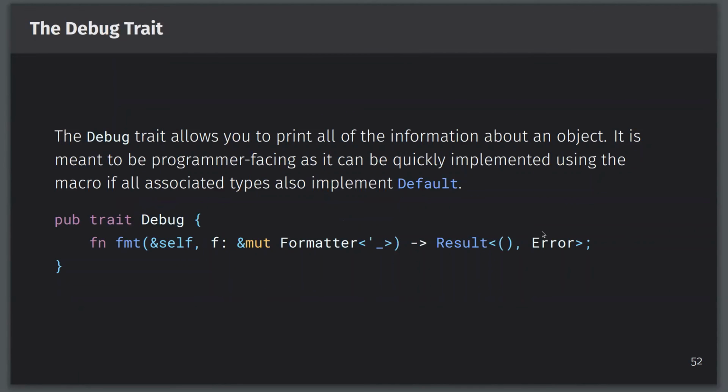Debug trait. It allows you to print stuff out to the terminal in a programmer-facing way. Don't worry about this, because most of the time you can implement debug using derive macros, and that's pretty much the only way you want to implement debug. If all of the associated types also implement debug, and most do, it's considered good practice to implement debug for all of your types.